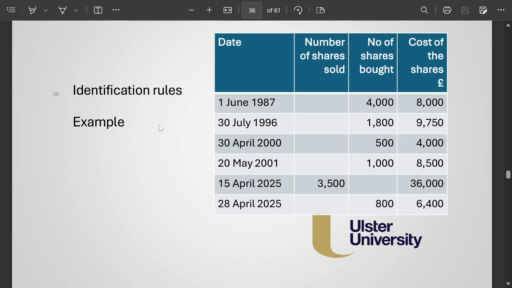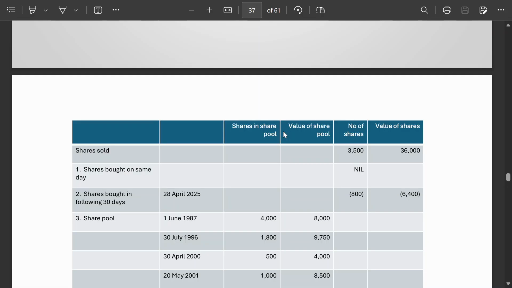Did you buy anything on that day, 15th April? No, we didn't. Did you buy anything within 30 days of the sale? Yes. You bought 800 shares on the 28th. So out of the 3,500 that we need to allocate cost for, 800 shares will take the cost from the purchase on this day, which is 6,400. Now we still have to take care of 2,700 here.